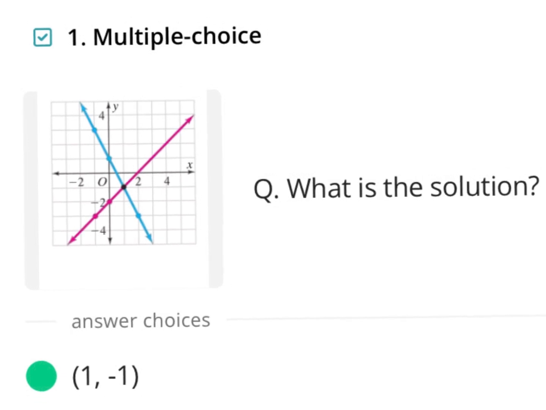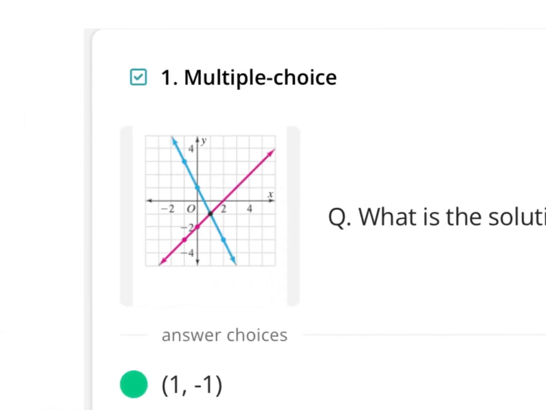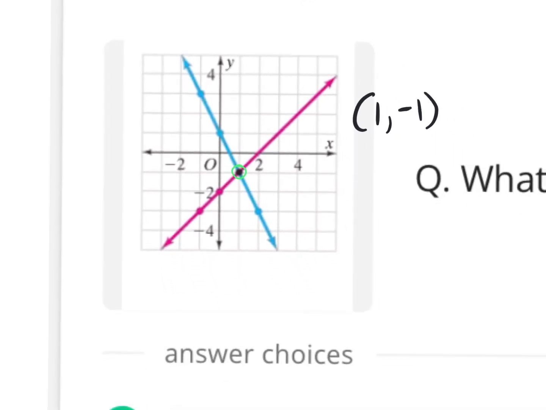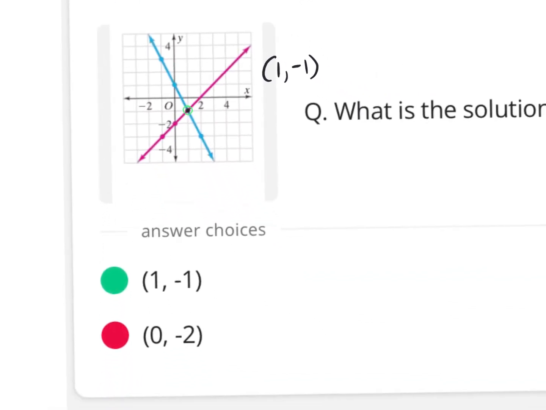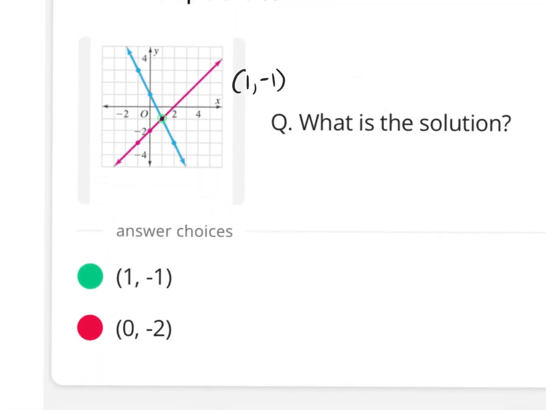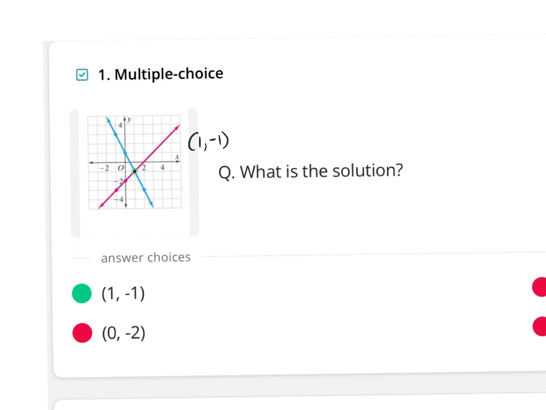So jumping right in, question 1 on this practice test. I'll give you a graph and ask what the solution is. Looking at that graph, what is the answer to that system of equations? It's this location, which is simply 1 on the x, -1 on the y. That's your ordered pair. Oh, actually, this one's multiple choice, so all you have to do is select that coordinate, (1, -1).